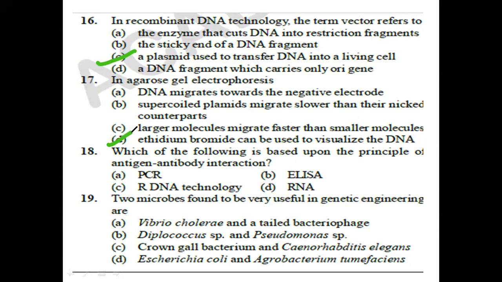Which of the following is based upon the principle of antigen-antibody reaction? It is polymerase chain reaction, PCR technique. Two microbes very useful in genetic engineering are Bryocolori and a tailed bacteriophage, Diplococcus and Pseudomonas.